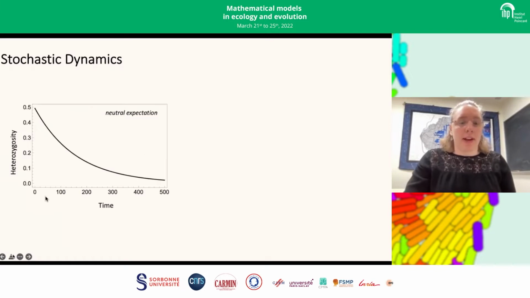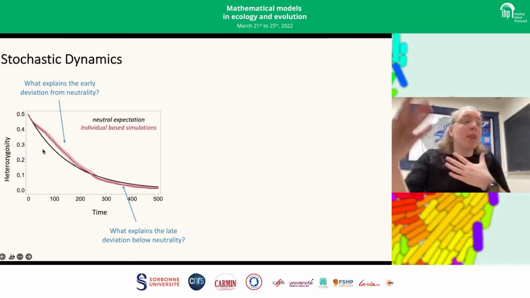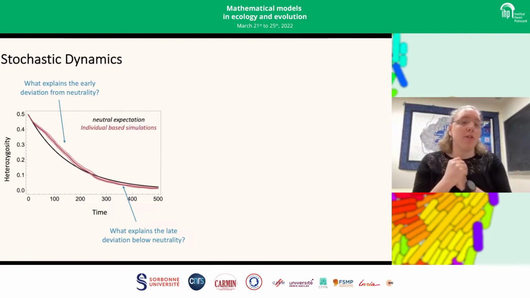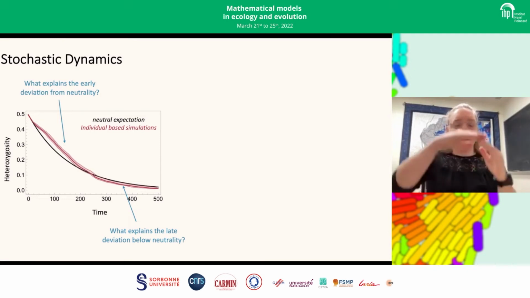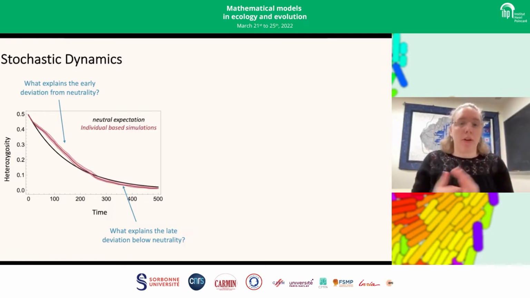So in a finite population, I can write down the neutral expectation for what I would expect heterozygosity to be in the absence of coevolution. And then I can run individual-based simulations and compare the observed heterozygosity in these simulations to this neutral expectation. And what we see is that early on, there is some deviation from this neutral expectation. So in the plot that I've shown you for the particular parameters I've simulated here, this perturbation is above the neutral expectation. And then once you're down here, you actually see a deviation below the neutral expectation.